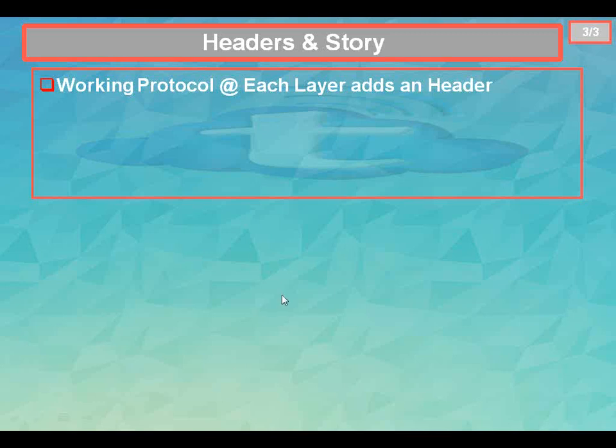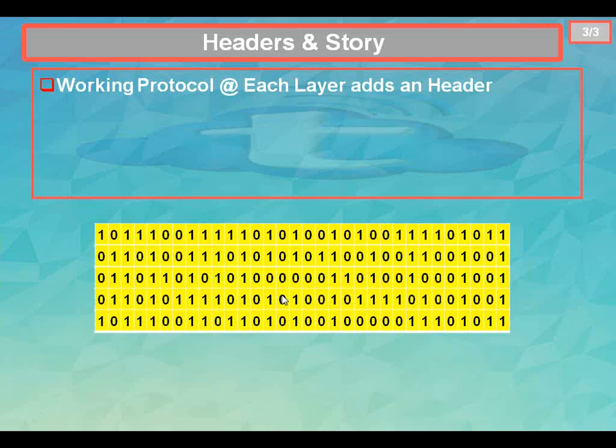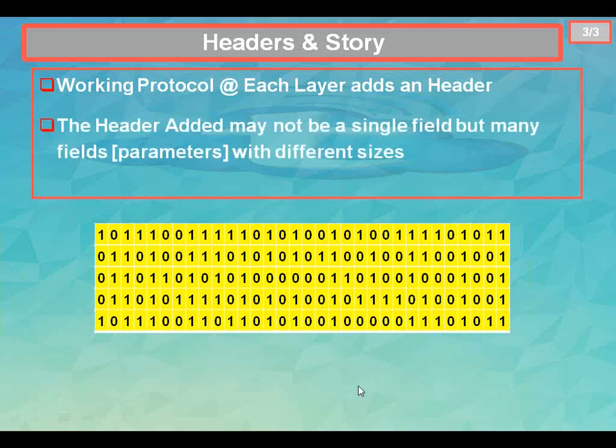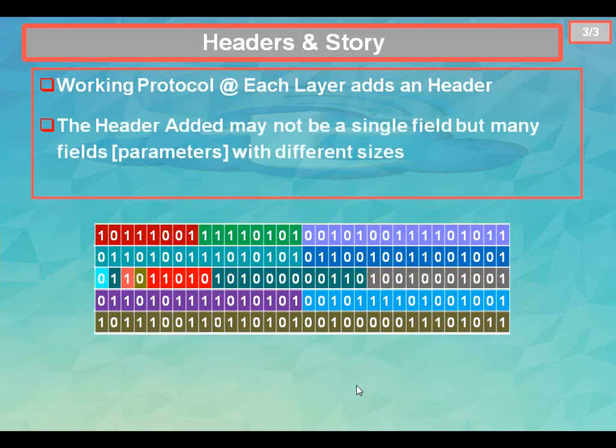Got it? We don't care right now what that is. That's what it is. Headers and the story. This is the full header. In that, it may not be only one field. There can be many fields in it, like a lot of small pieces of information. One field is for one purpose. One piece of information is for one purpose. We don't know what that is. Only that layer will know what that information is and what the meaning of that is. Only that layer knows.